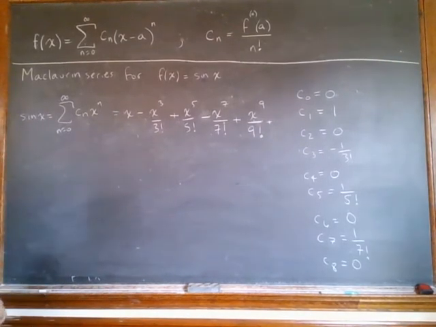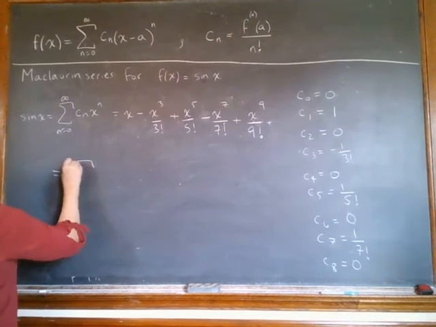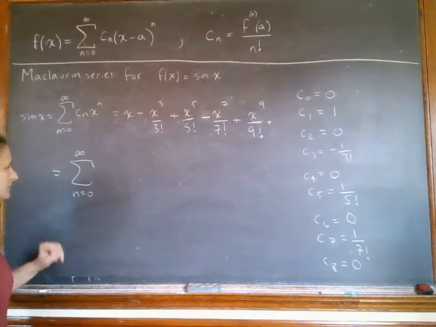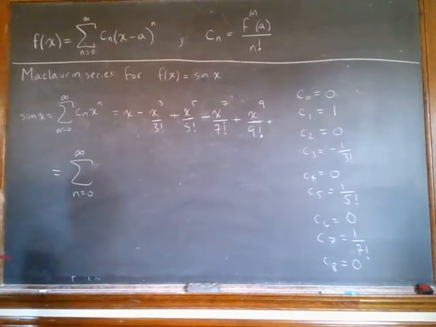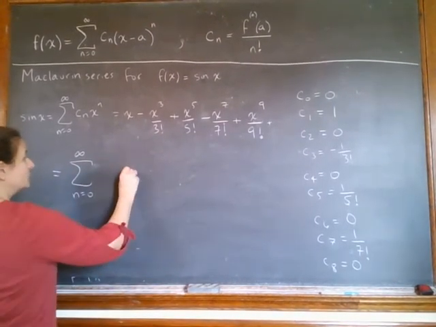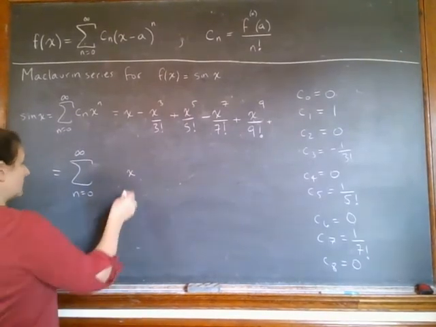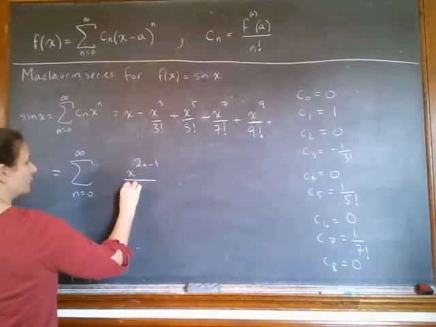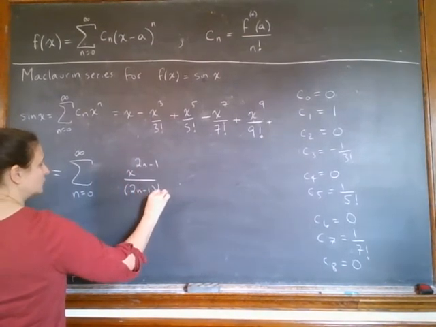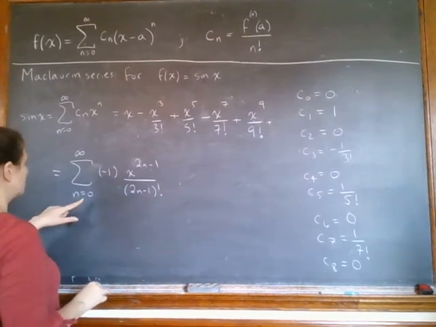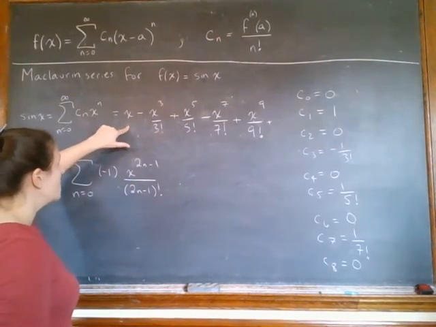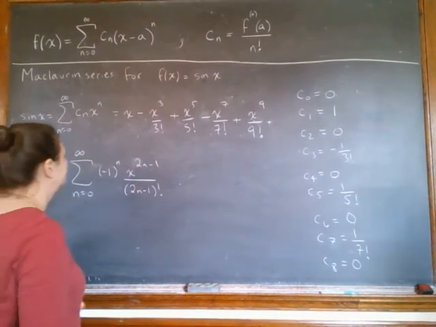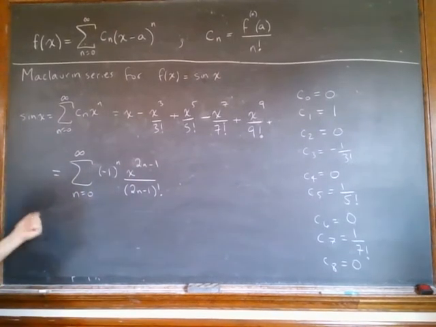All odd terms. So we're going to write down my nth term. First of all, because I'm starting from n equals 0, I'm going to do x to the 2n plus 1 over 2n plus 1 factorial. And then again, I've got minus 1, but I want the even ones, if it is 0, 1, 2, to the n. Okay, so there's my nth term formula.